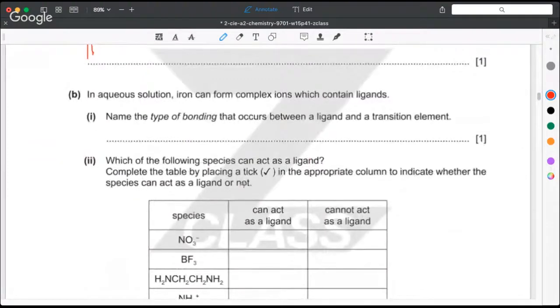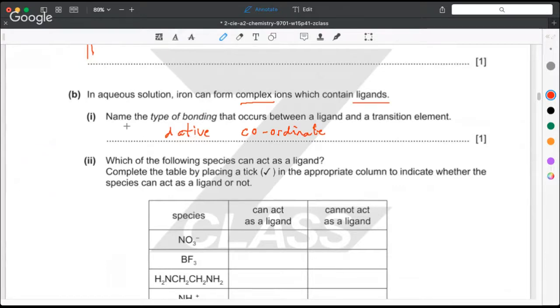All right, so now we're starting to talk about complex ions, and there's a whole section here about ligands, the type of bonding that occurs between a ligand and a transition element. You're using either dative bonding, another word for that is coordinate. Either of those is perfectly acceptable. Both mean exactly the same thing. Normally in a covalent bond, you get one electron from one atom and another electron from another atom. They share the electrons. Here, the coordinate or dative bond is formed by a lone pair of electrons being donated completely from the ligand.